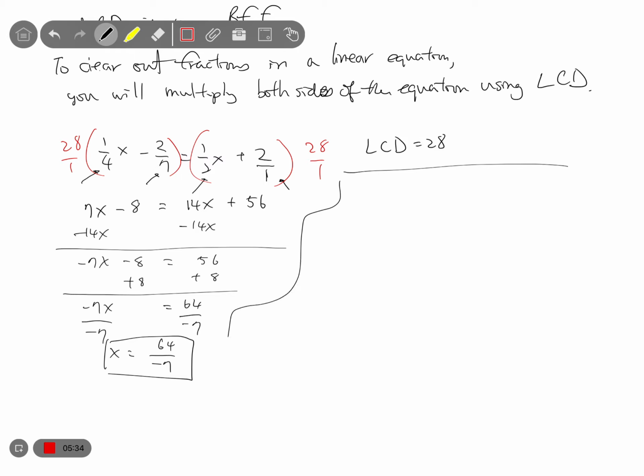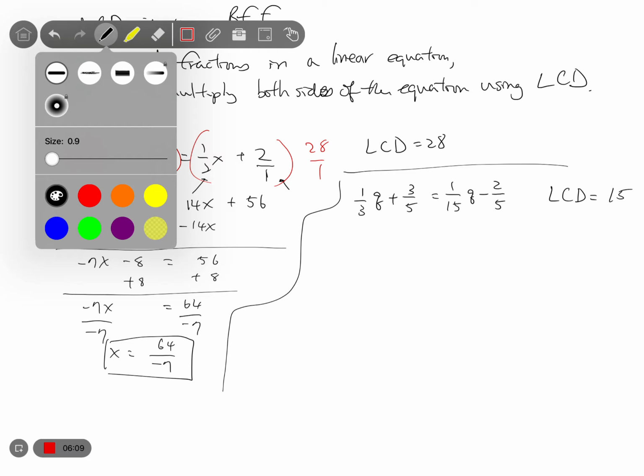All right, let's do the next question. 2b. This time our equation is 1 over 3q plus 3/5 equal 1 over 15q minus 2 over 5. And in this case, the lowest common denominator, right? Again, we need a number that 3, 5, 15 all go into. So in this case, 15 works, because 3 goes into 15, 5 goes into 15, and 15 obviously goes into 15. So we're going to multiply both sides by 15.